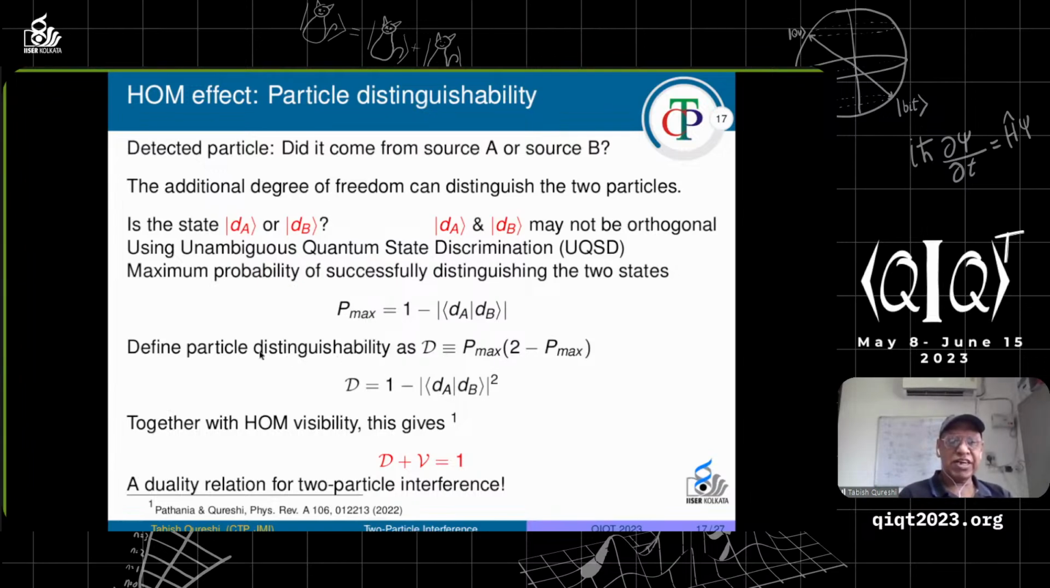So now based on this, we define a particle distinguishability as D equal to P max into 2 minus P max. You will see that this quantity D also goes from 0 to 1. If P max is 0, then this will be 0. If P max is 1, then this will again be 1. So we can define a distinguishability as 1 minus the inner product of dA and dB. If you calculate this from here, what you'll get is this. So this is our distinguishability.